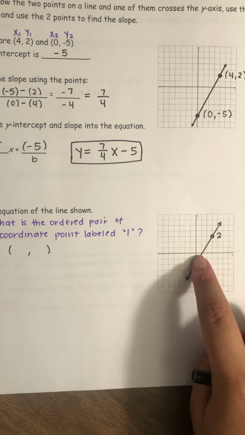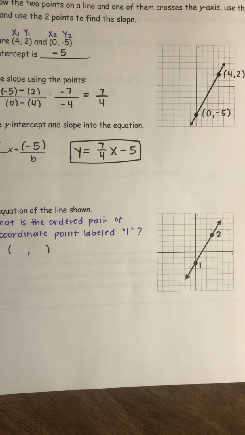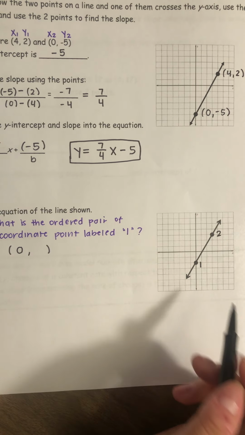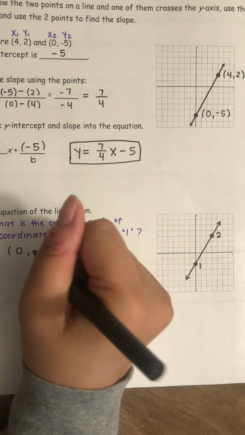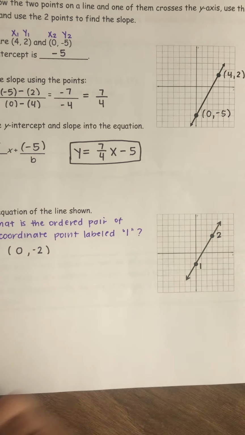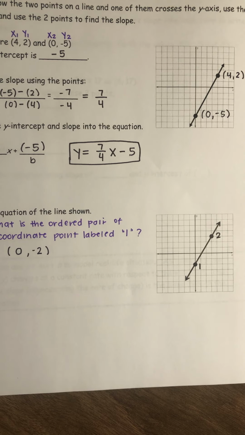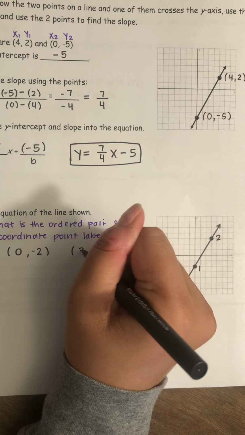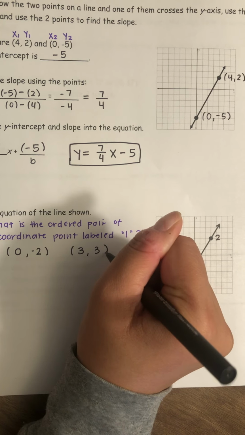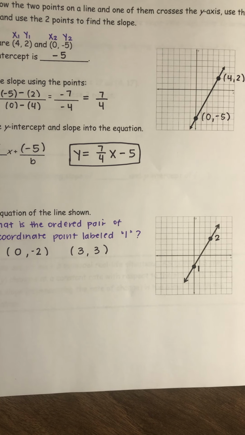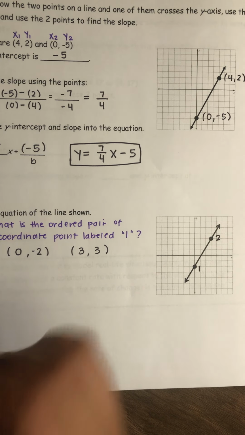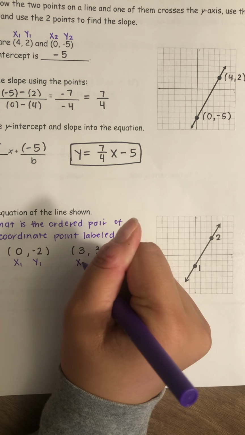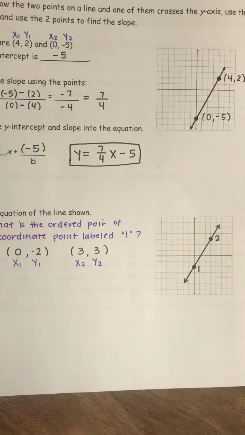So notice we did not move right or left any spaces. So my x value is a 0, and we moved down 2 spaces. So my y value is a -2. And then for my second point here, I have a 3, 3. And I'm going to go ahead and label these again, x1, y1, and x2, y2.